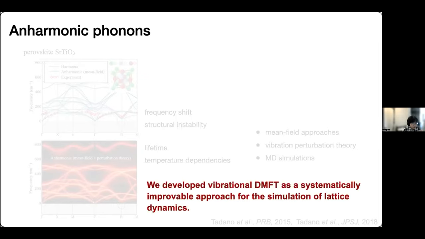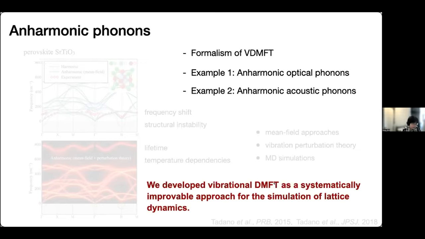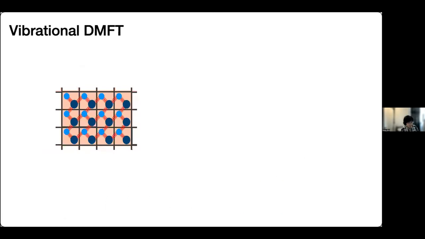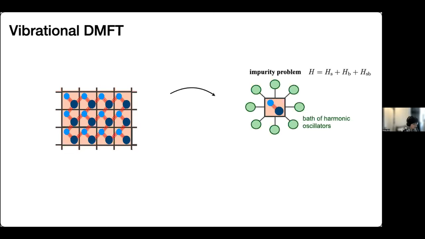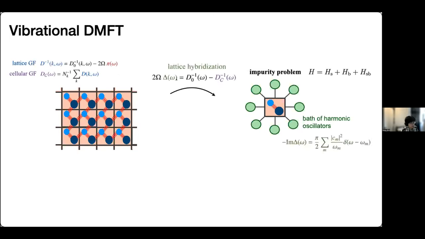Going forward, I will first introduce the formalism of vibrational DMFT. Then I will show you our test of VDMFT on two model systems, anharmonic optical phonons and acoustic phonons. Completely analogous to conventional DMFT, VDMFT is a self-consistent real space embedding approach that maps the anharmonic dynamics of a periodic lattice onto an impurity problem where the spectral density is self-consistently tailored. The lattice Green's function defined by a self-energy generates a hybridization that carries the information about how an isolated site is hybridized with the rest of the lattice.